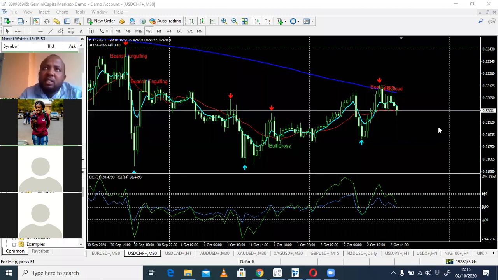NFP moves at least 90 to 120 pips. That event alone, if it's really moving, just be on the right position. So the idea is you need to get in and get out very fast, or even use pending orders.